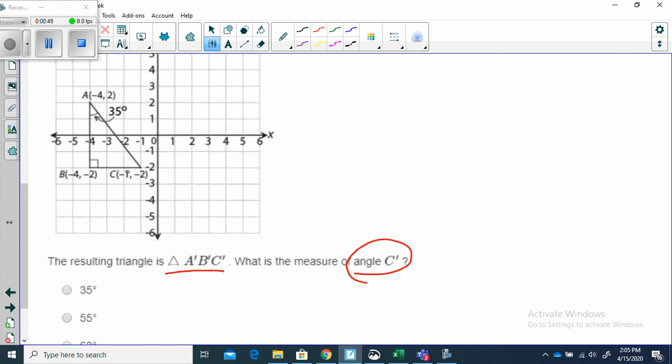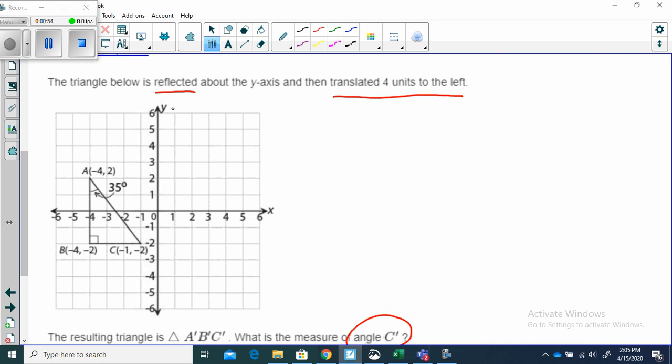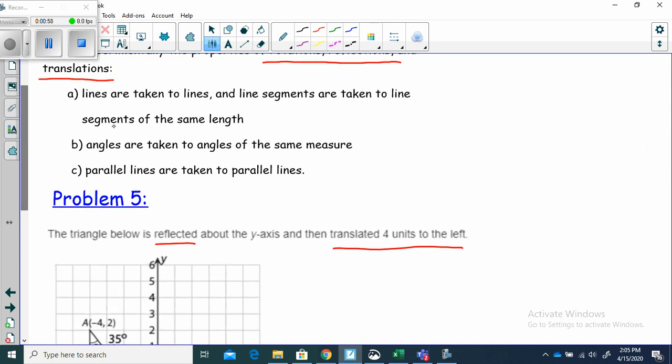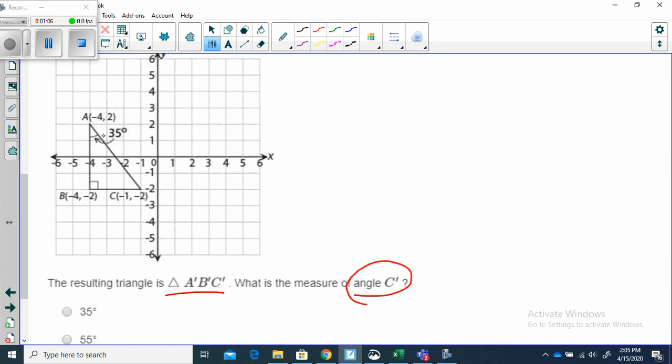First off, we don't have the measure of angle C, but what we do know is if I go through a reflection and a translation, angles are taken to angles of the same measure. That means that angle A and angle A prime will have the same measure. Angle B and angle B prime will have the same measure. Angle C and angle C prime will have the same measure. I don't even need to do the transformations. I simply need to know the measure of angle C.